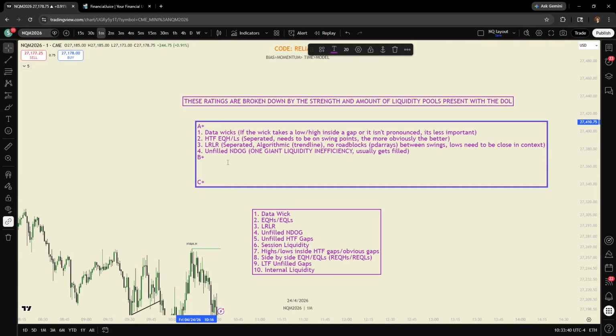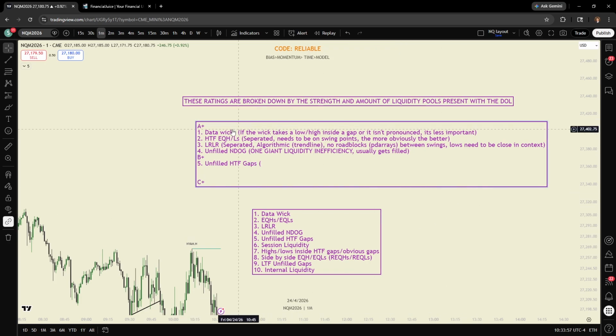Okay, so now we move into the next tier. The next tier is going to be probably starting with your unfilled higher time frame gaps. Like this morning with the unfilled 1 hour, the two liquidity pools here.